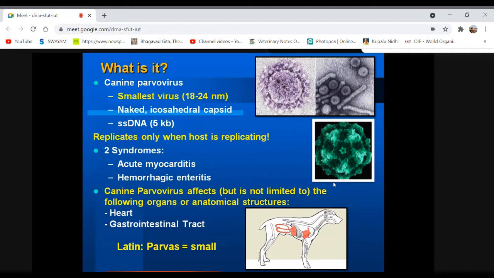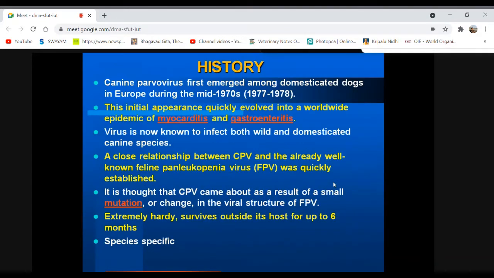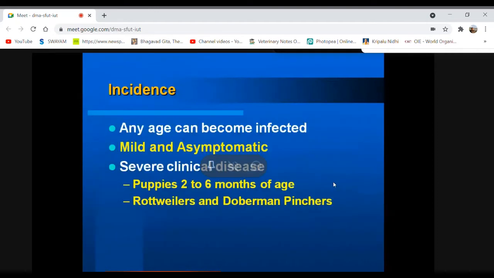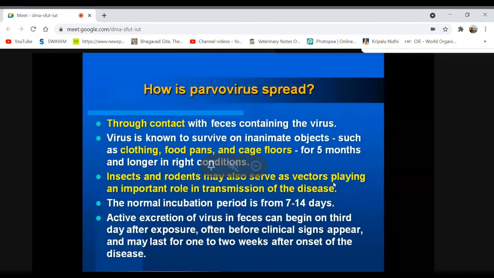Then history, I will just skip it. Please go through it. I will give you the PDF form later. Then geographical distribution also I will just skip.